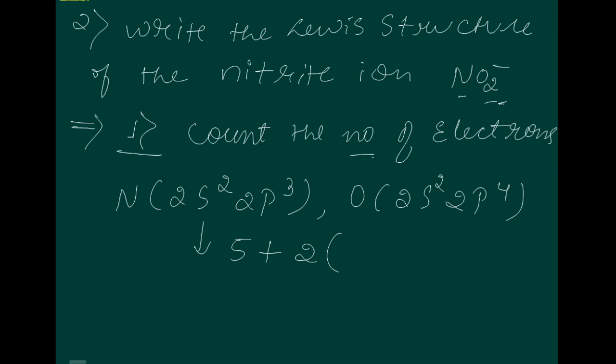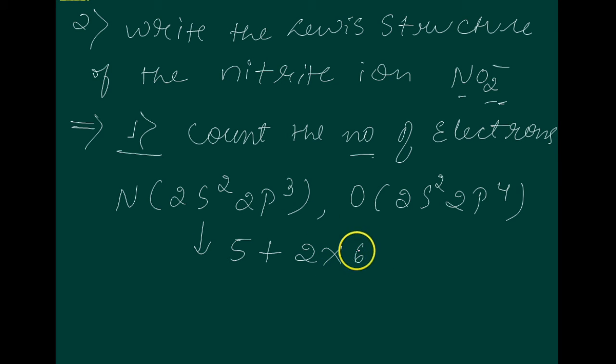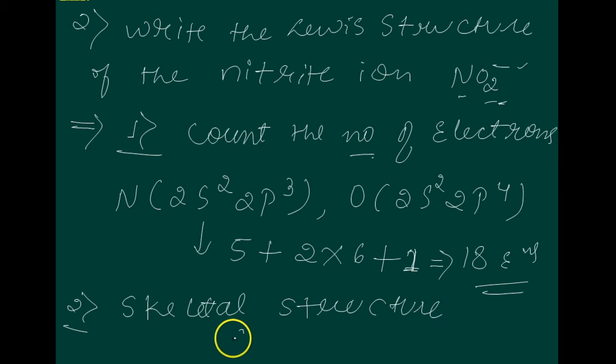So you are multiplying that by 6. There is a negative sign, so we have to add 1, which means it is gaining an electron. Counting this, how much are we getting? 18 electrons, a total of 18 electrons. Next, in step 2 we have to write the skeletal structure. In the skeletal structure there is O, N and O.